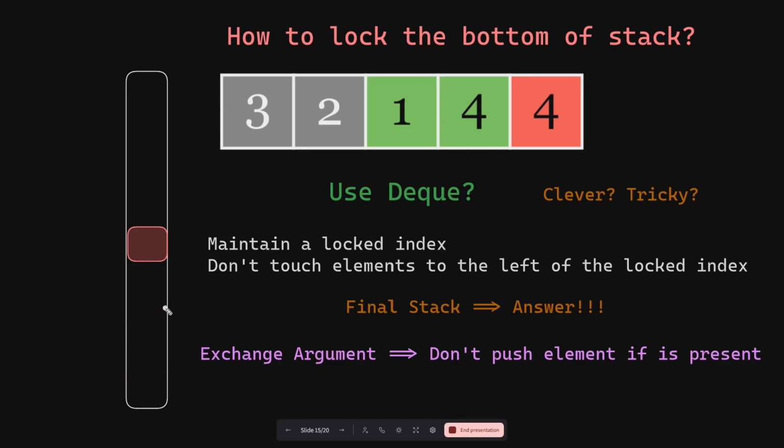So pretty cool, right? You just maintain the possible candidates, you just maintain the realistic candidates, and at the end, whatever stack remained is your answer.